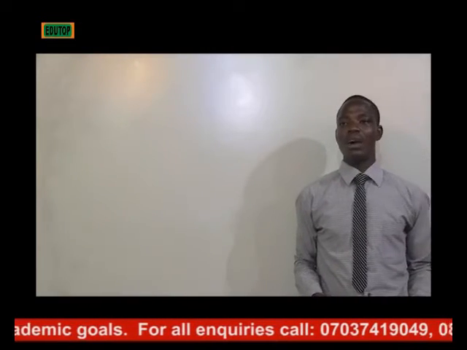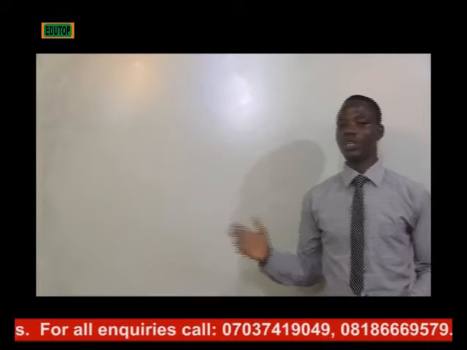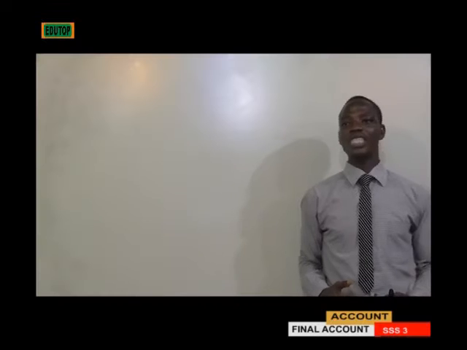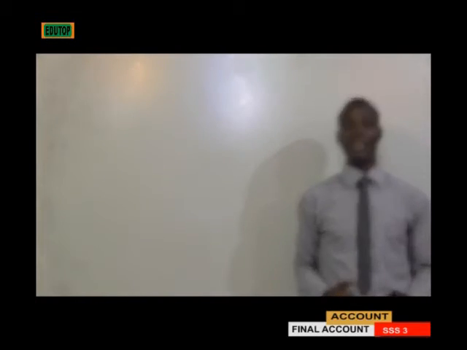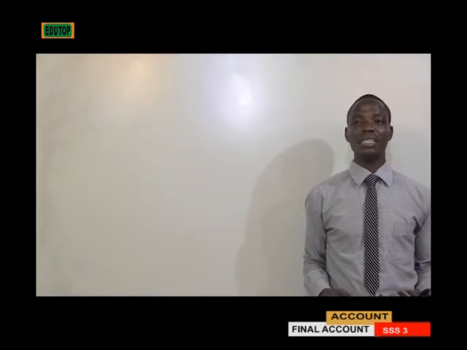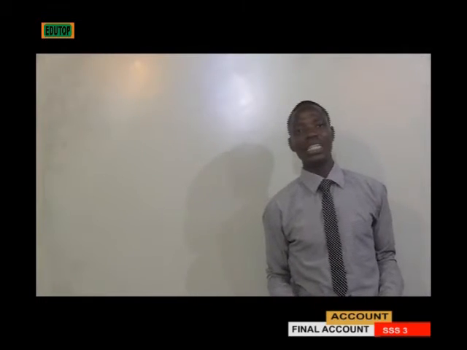Ratio. Now, we'll first take profitability ratio. Why are we using the profitability ratio? It is to measure the effectiveness of the management. On the side of management, the only yardstick you can use to measure the effectiveness and efficiency of the management is profit. When the management is not making profit, you could know that the management is not well organized. So the profitability ratio will help us to know whether the management of the company is effective.